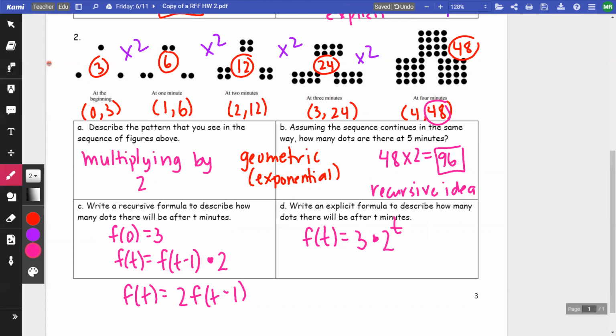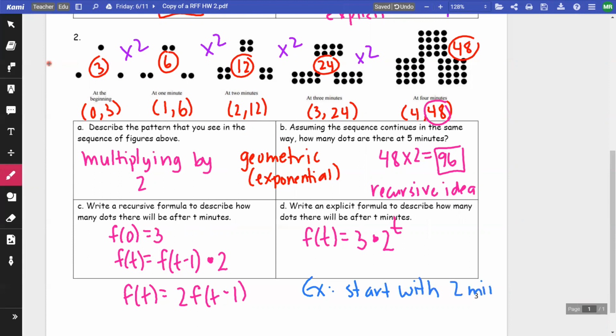Now, again, if I did not know my 0 and I started somewhere else, so let's just say, as an example, I wanted to start with my 2 minutes. Let's say I knew 2 minutes and I knew from there on, I could do f of t is equal to my 2 minutes. I had 12 dots. So I'm starting with 12 at 2 minutes, still timesing by 2, but this would be t minus 2, just like I did t minus 1 on the problem above.